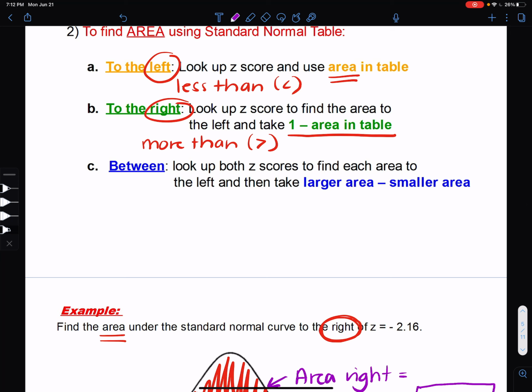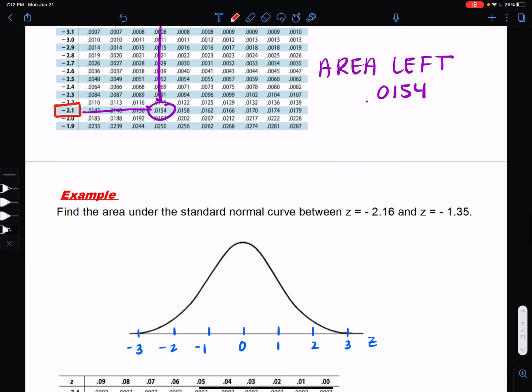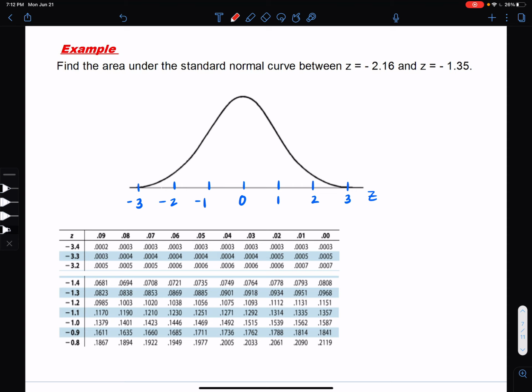All right, and then the third case is if we want an area in between, we're going to look up each z-score, get its corresponding area, and just take the difference, the larger area minus the smaller area, to get the area in between. All right, so one more example here. We've got our standard normal curve. We want an area, but this time in between.